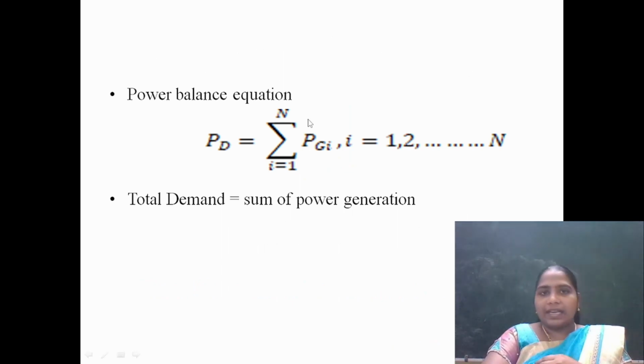Next, the power balance equation. It clearly defines the generation part as well as the demand part. Here PD is called the power demand by the consumers, and PGi is the power generation by the generating unit. PD equals sigma PGi. So total demand must be equal to the generation so that the power will be in a balanced condition.